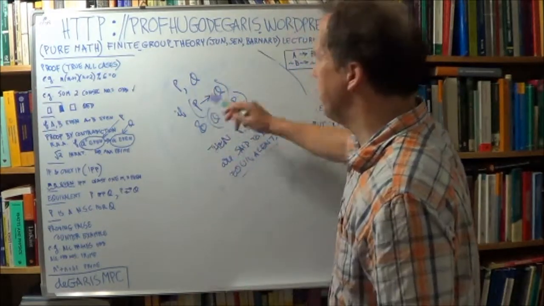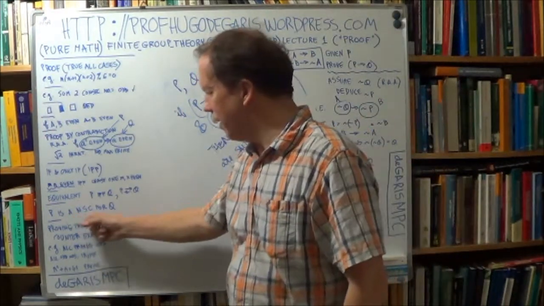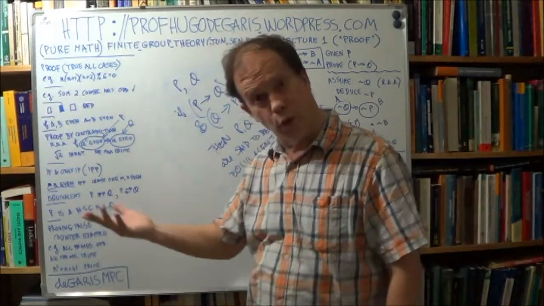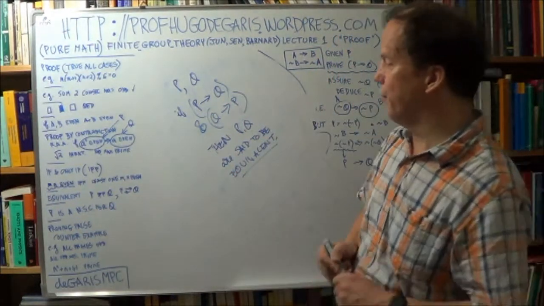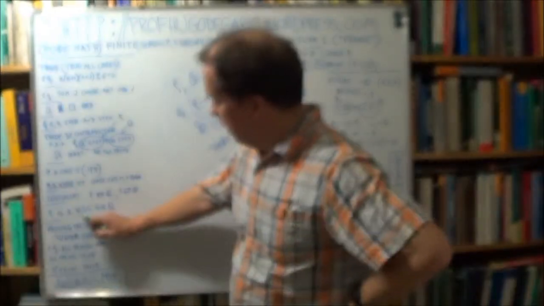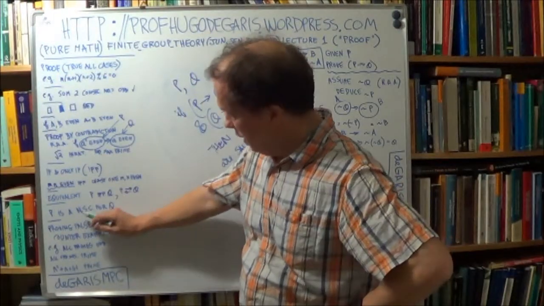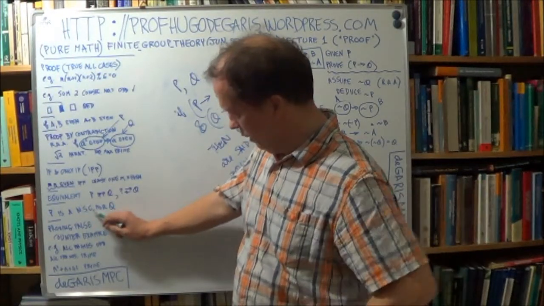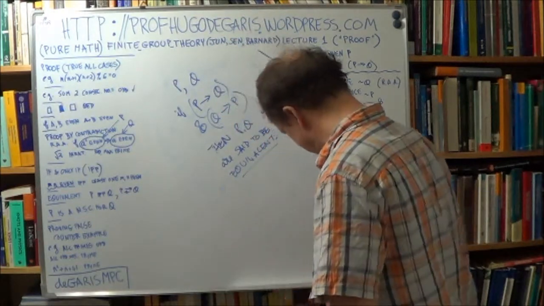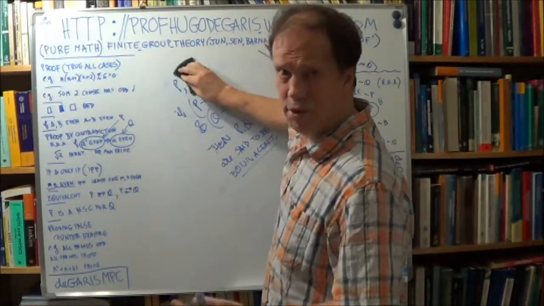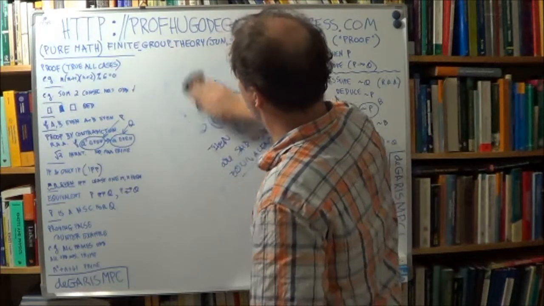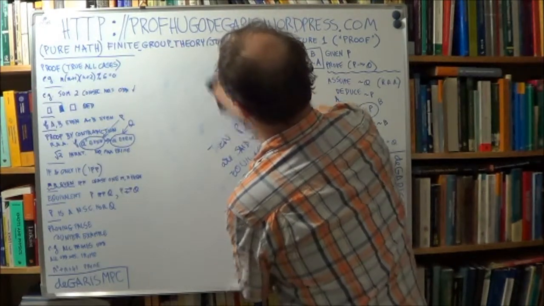Now, this if and only if can be expressed in a similar way, using different words, and it's of the form NSC, meaning necessary and sufficient condition. Now, I'll rewrite that. It's somewhat similar to if and only if.